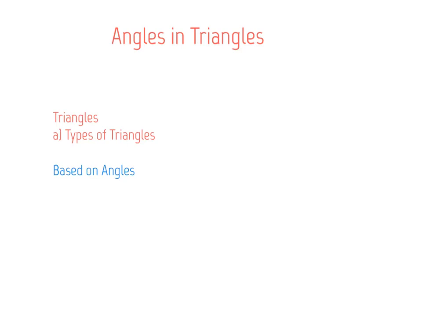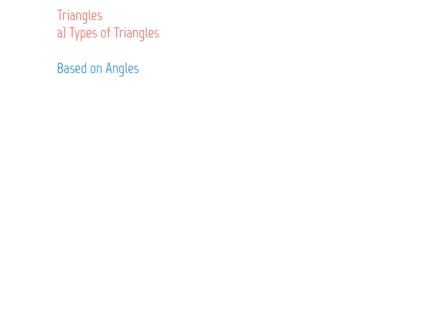Hi everyone, in this video we will have a look at angles and triangles, we'll have a look at quadrilaterals and polygons as well. So we will classify triangles based on two qualities. The first is based on angles and the second is based on side length. So if we quickly have a look at triangles based on angles, we have three.